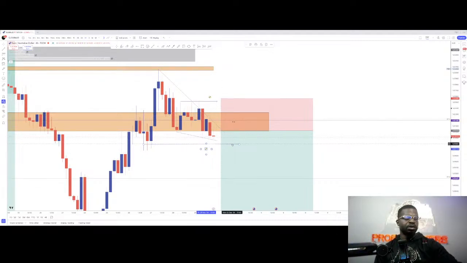So let's see. This is it as far as Euro AUD. This is the key level that we're looking at.